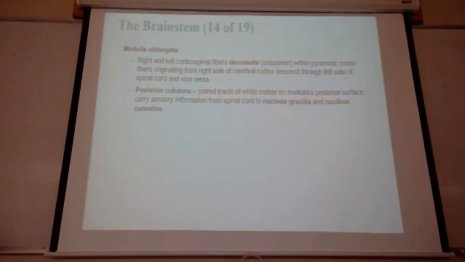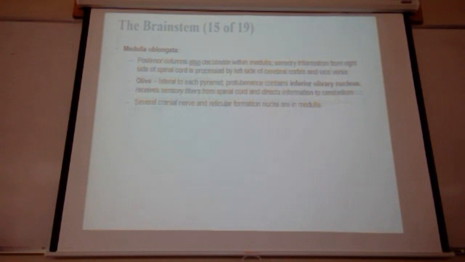They carry sensory information from the spinal cord to the nucleus gracilis and the nucleus cuneatus. The posterior columns also decussate within the medulla. The sensory information from the right side of the spinal cord is processed by the left side of the cerebral cortex, and vice versa. A structure called the olive is lateral to each pyramid.